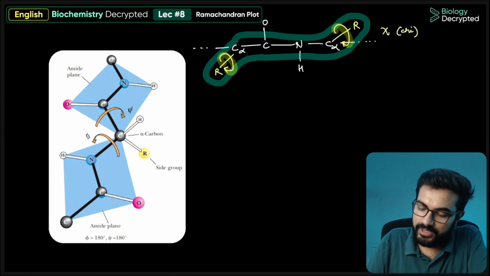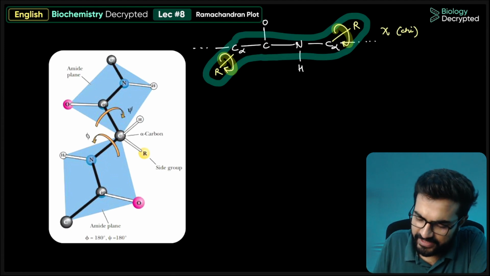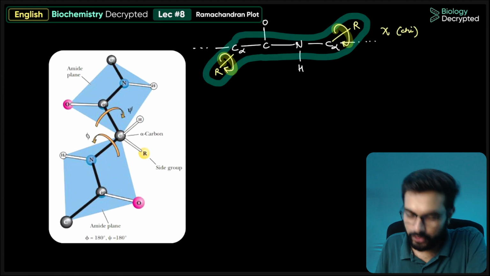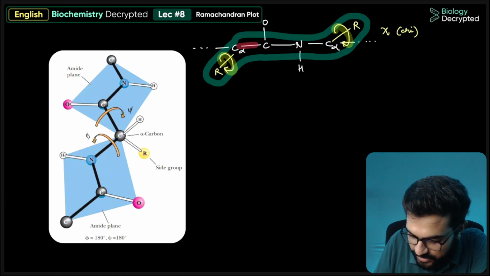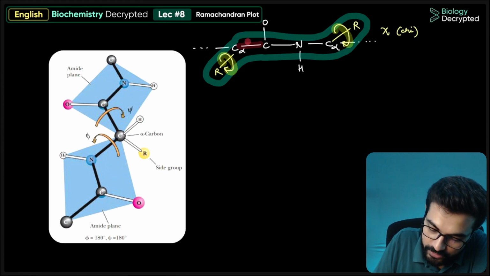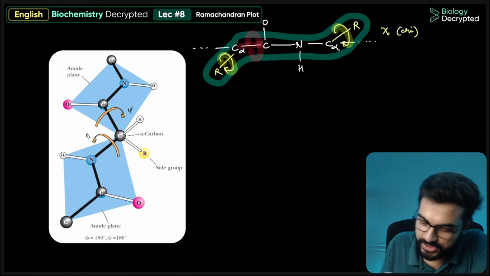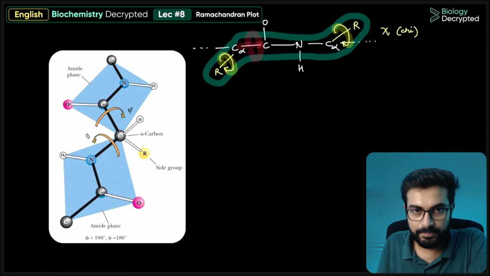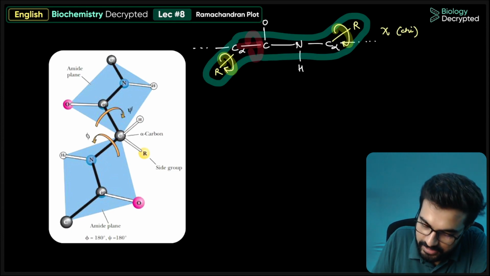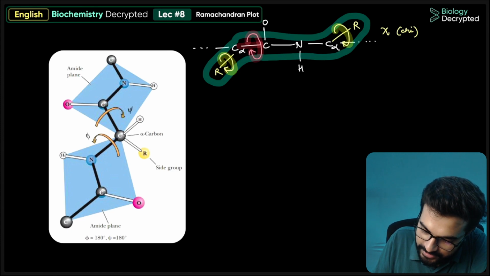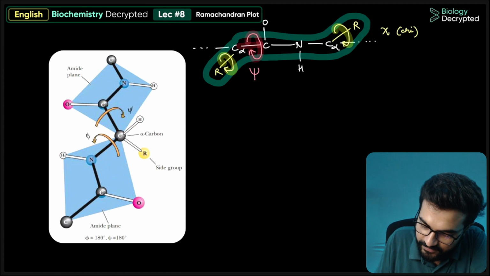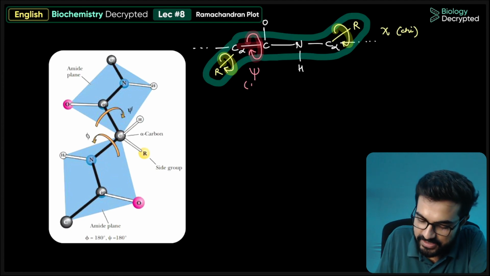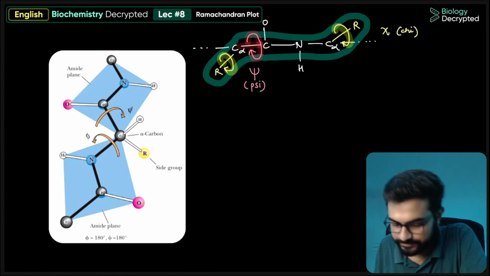Now if we try to show it with a different color, let's say we are talking about the C alpha and C, this particular bond, and here if you are trying to show this particular rotation, this particular angle which is possible, that is the bond present between C alpha and the carbon, there is this particular angle possible. This angle is known as psi. This is known as psi.